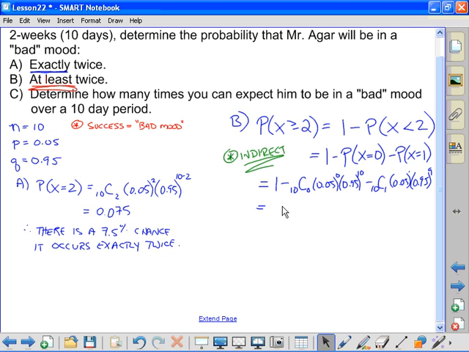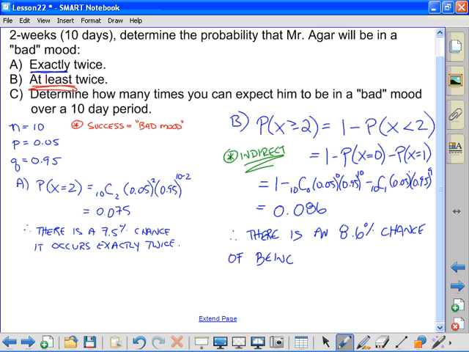And we get 0.086. So therefore, there is an 8.6% chance of being in a bad mood at least 2 times or twice. And I will finish the last part of this example up in the final video and finish up the note.